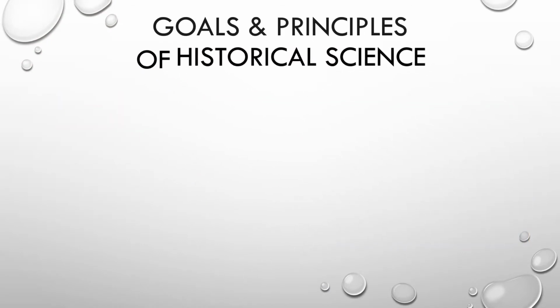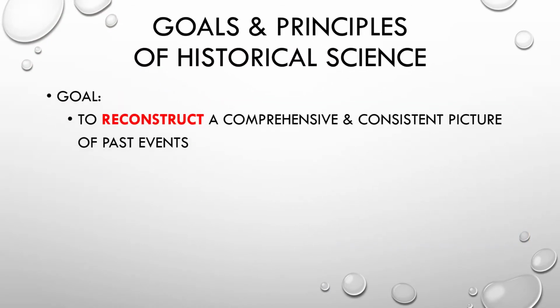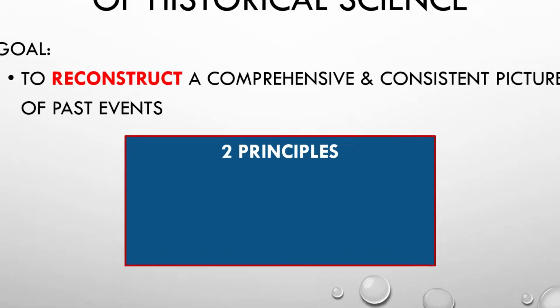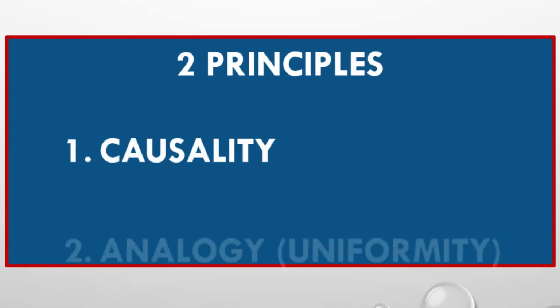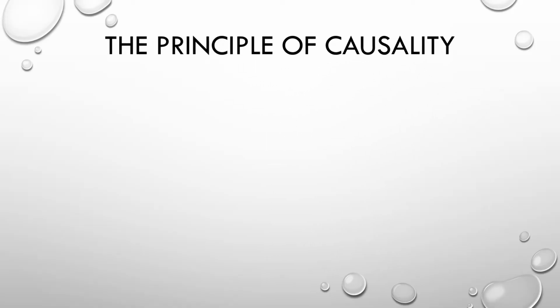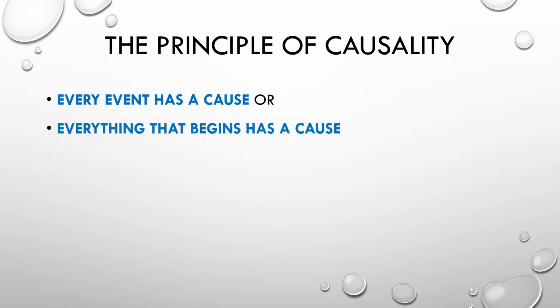The historical scientist seeks to reconstruct a comprehensive and consistent picture of past events, and such a reconstruction must be based on two core principles: that of causality and that of analogy or uniformity. The principle of causality states that every effect, or better, event, has a cause. Effects are things that are caused, so that is tautologous. Or we could say everything that begins has a cause.